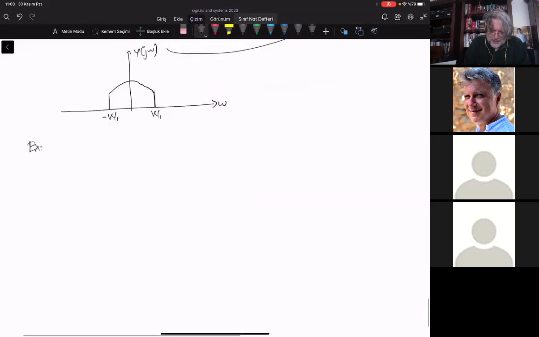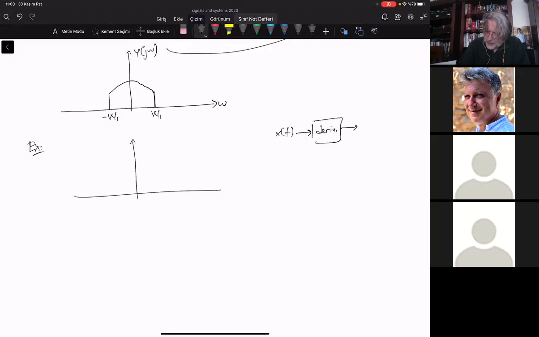let's talk finally about it. What was a derivative filter? If x of t goes into a derivative filter, the output is d by dt of x of t. What is the Fourier transform of d by dt of x of t? We just did it last hour: j omega times x of j omega. So j omega is therefore h of j omega. The frequency response of a derivative filter is j omega. Let's plot it. Plot the magnitude of h of j omega.